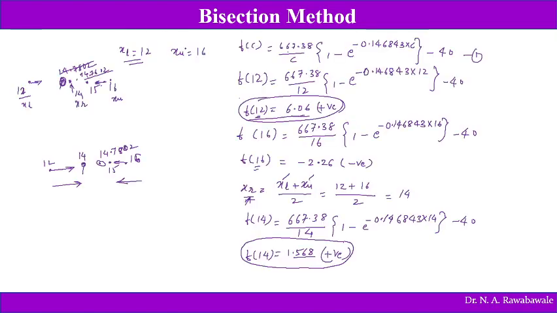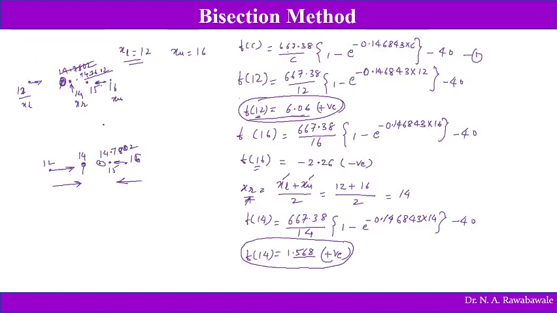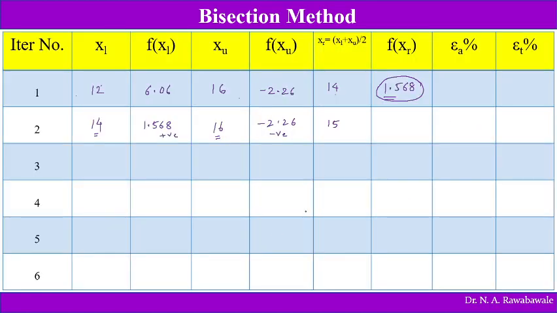Function f of c is equal to 667.38 divided by c, times 1 minus e to the power of minus 0.146843 into c, minus 40. So now the revised root which we have obtained is, just you can see, 15.